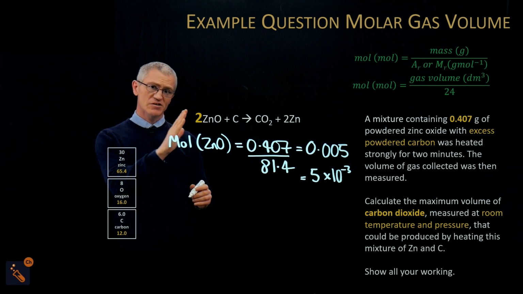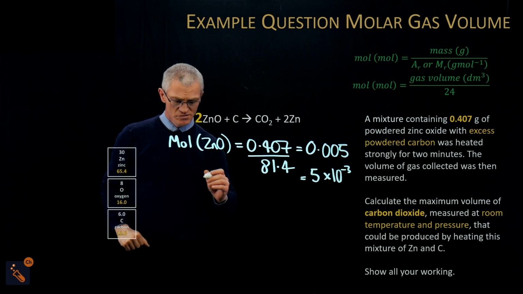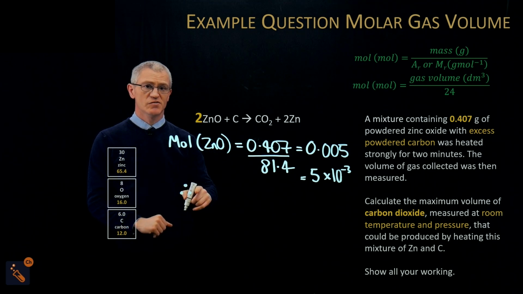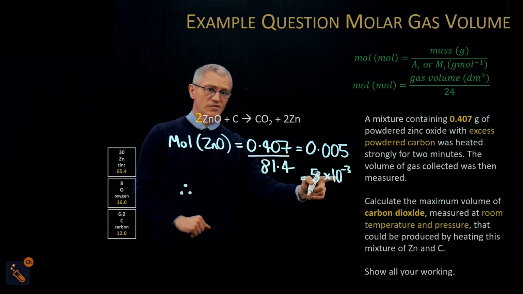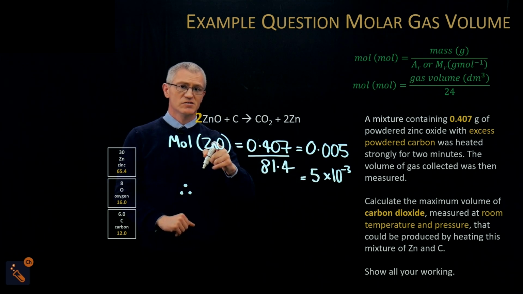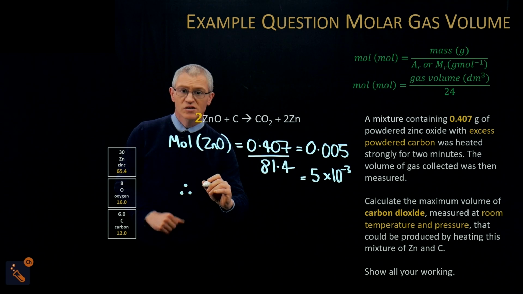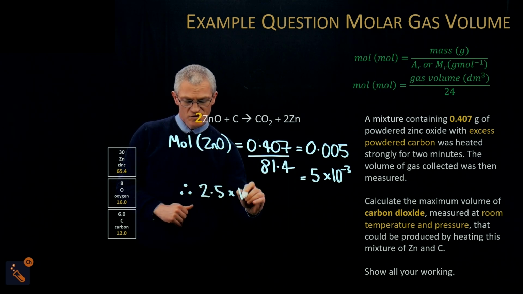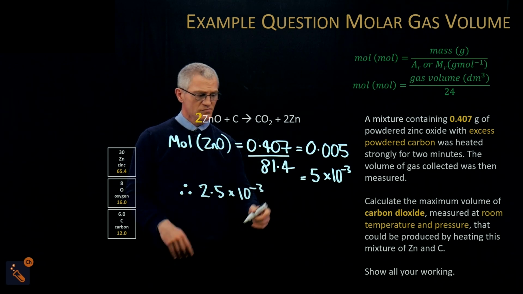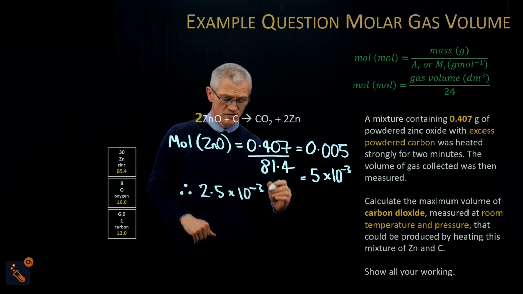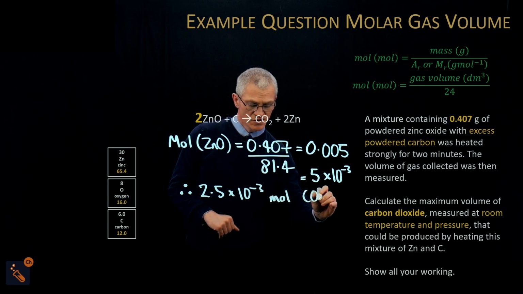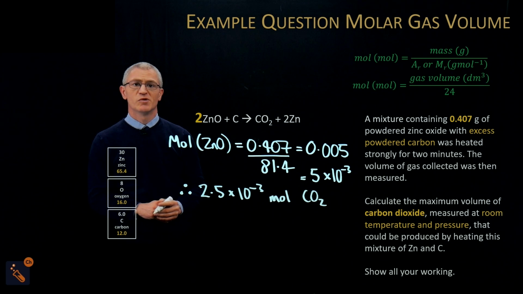Now, if we look at the ratio, it's a 2 to 1 ratio. So therefore, if I've got 5 times 10 to the minus 3 moles of the zinc oxide, there will be half of that, which is 2.5 times 10 to the minus 3. That is half of that, and that would be my moles of CO2.